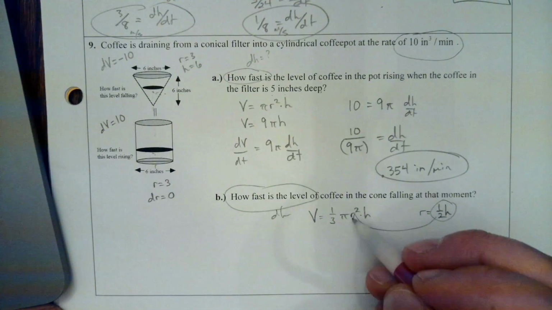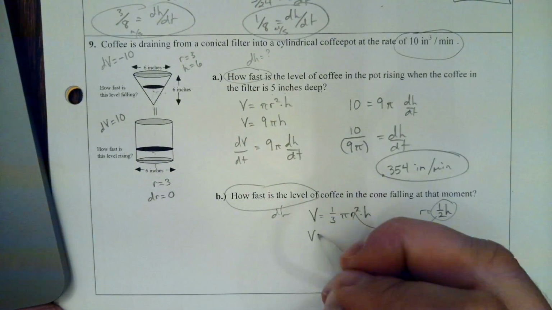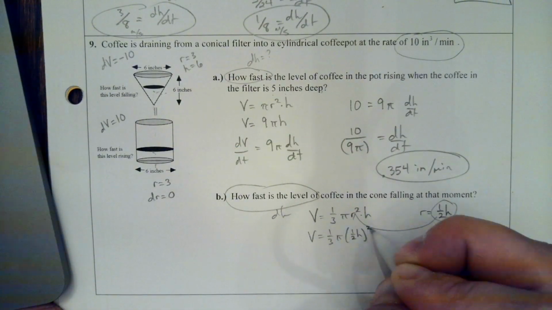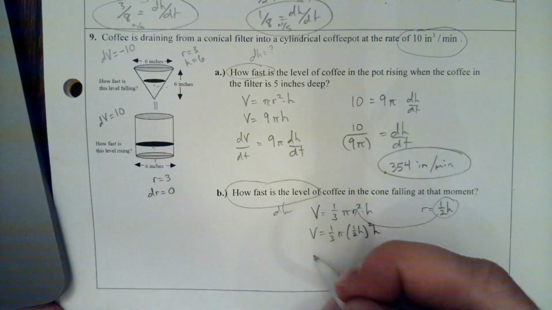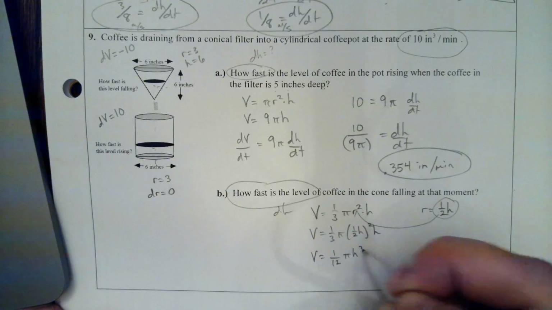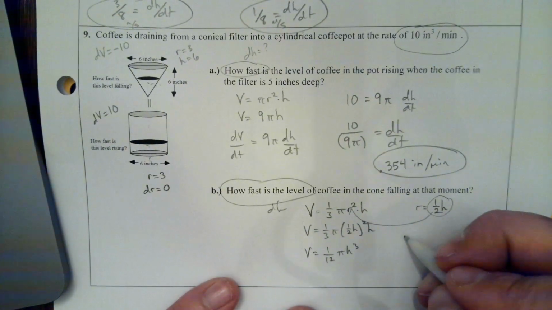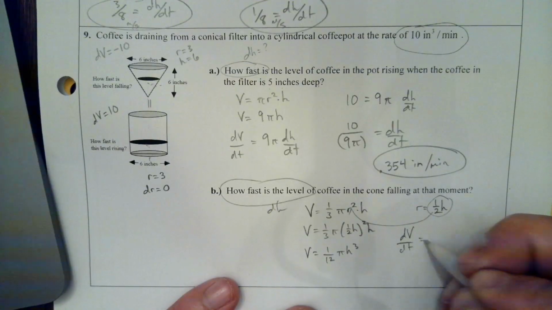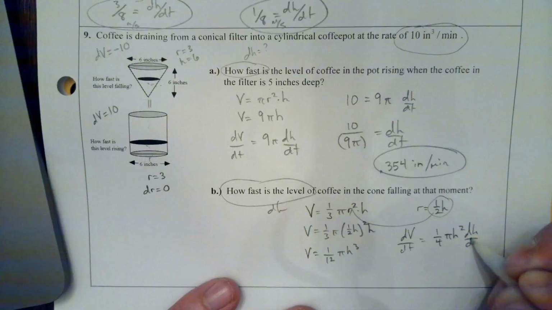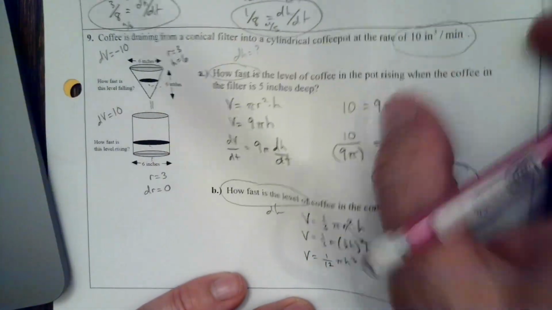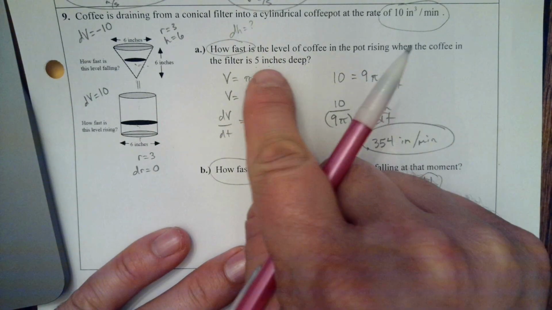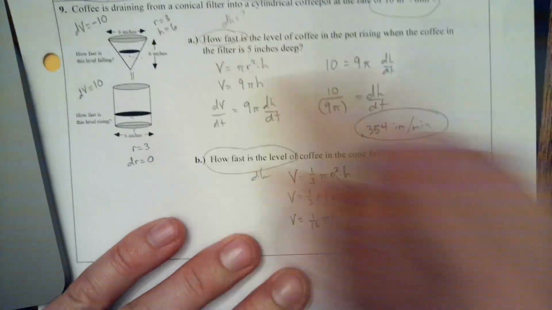So I'm going to replace this for r. So I get V equals 1/3 pi (1/2 h) squared h. If I use some algebra there, I get 1/12 pi h cubed. If I differentiate it, I get dV/dt equals 1/4 pi h squared dH/dt. You can see now the height matters. And that is what it is.